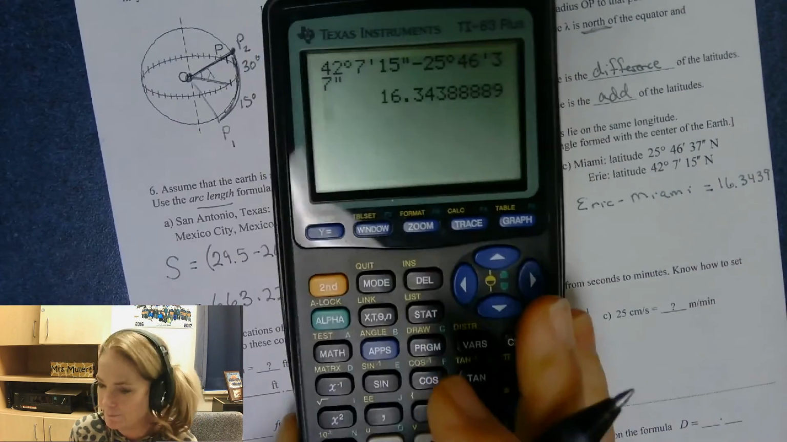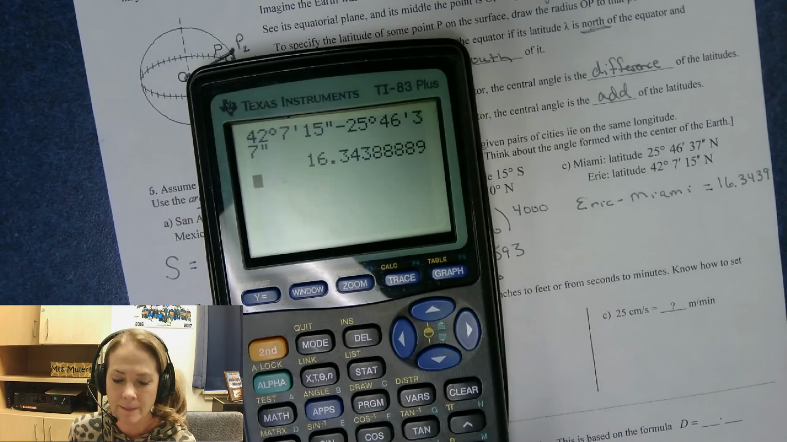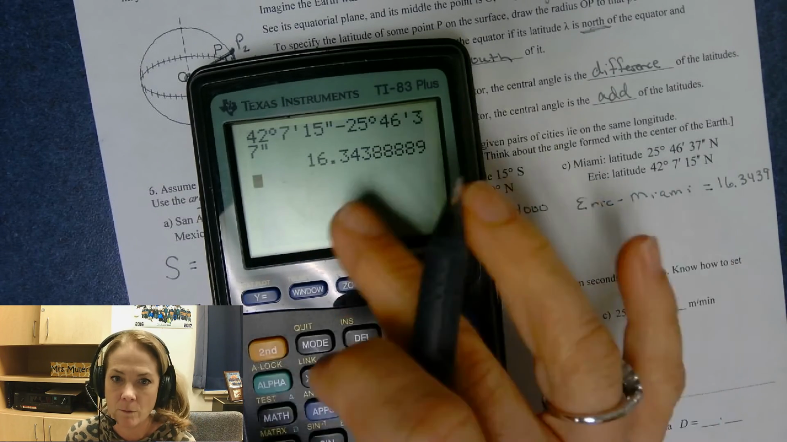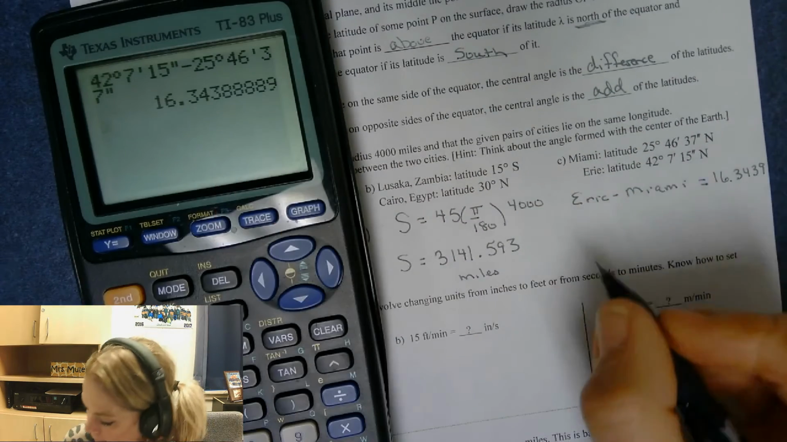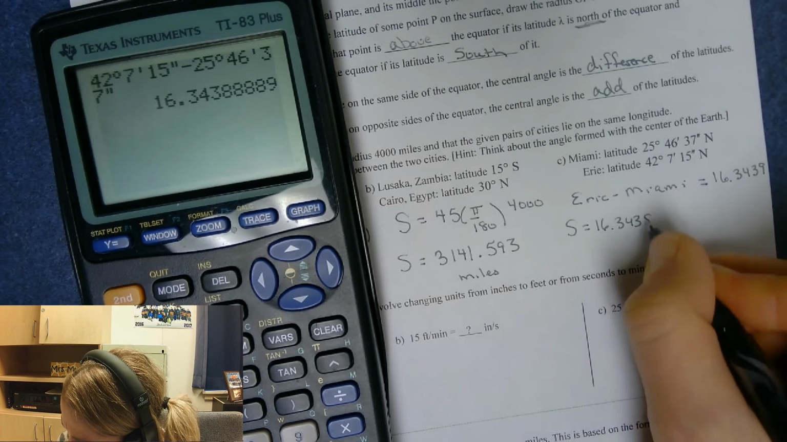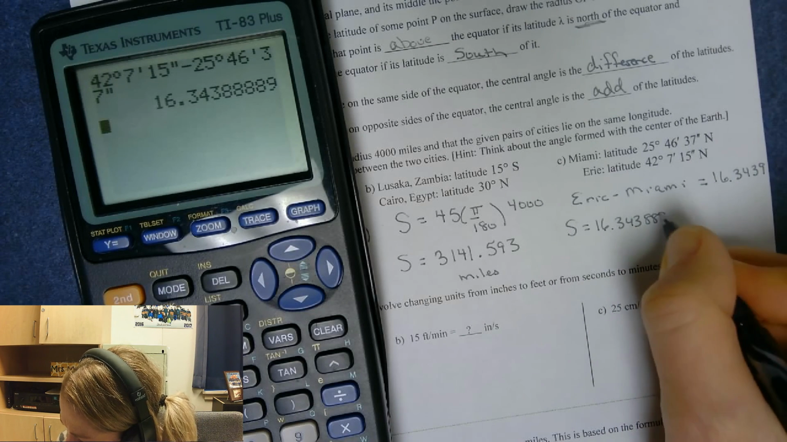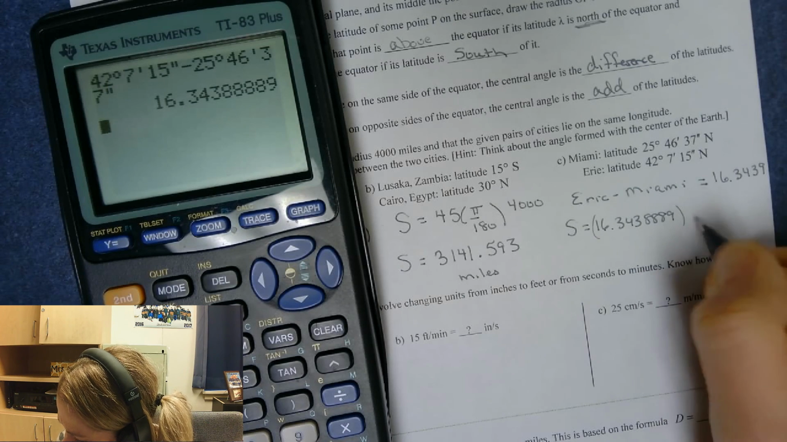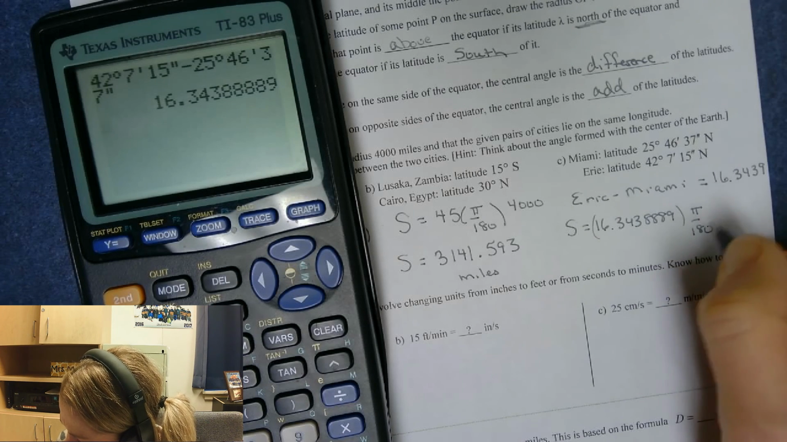But I would just keep that in the calculator, honestly, and let's just do our calculations here. The more numbers you keep, the safer you're going to be. Basically, we're going to be doing 16.34388, and so on and so forth, we'll just stop it there, times pi over 180 times our 4,000.